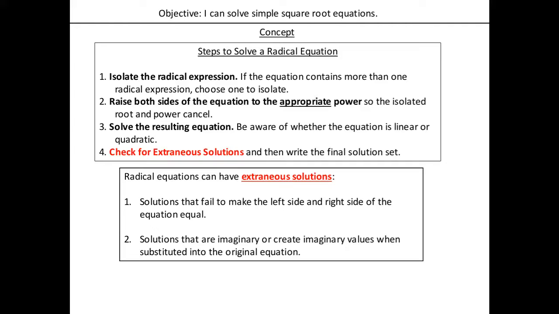So on our next concept slide, we have the steps to solve a radical equation. Step 1 is to isolate the radical expression. Meaning here we're going to undo any addition or subtraction. So basically, I'll just write it out. We're going to undo addition or subtraction, then multiplication and division outside of the square root.